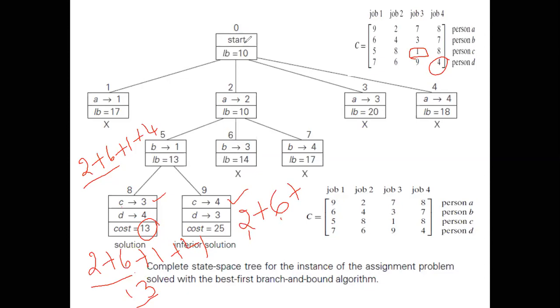Next option is, as I told, assign job 4 to person C. Assigning job 4 to person C, the cost given in the cost matrix is 8. So 8 plus. If job 4 is assigned to person C, the only option left out for us is assigning job 3 to person D. Correct? So the value for this is 9. So total cost will give you around 25, right? So that is the value which is given here, 25. Is this clear?